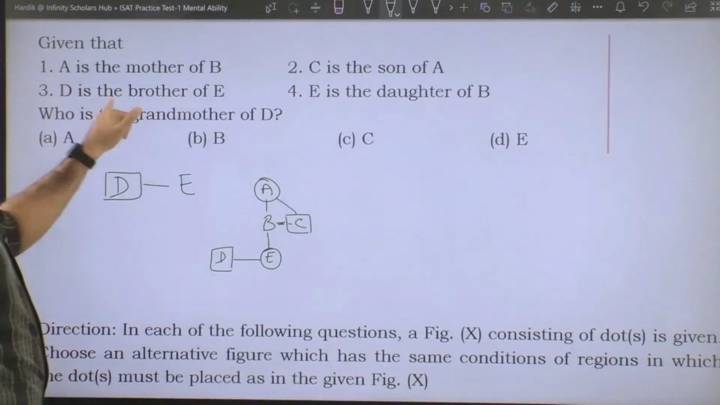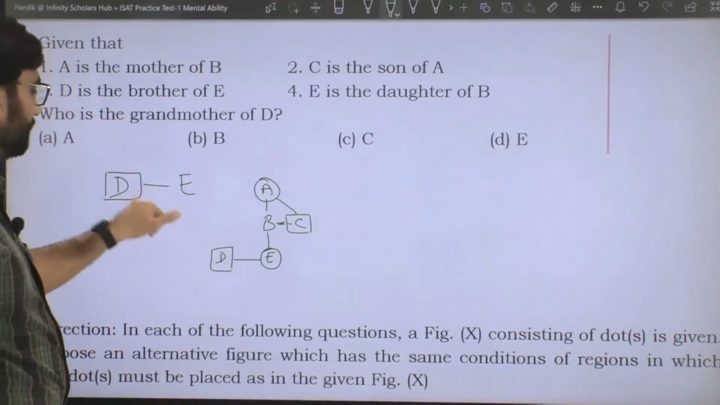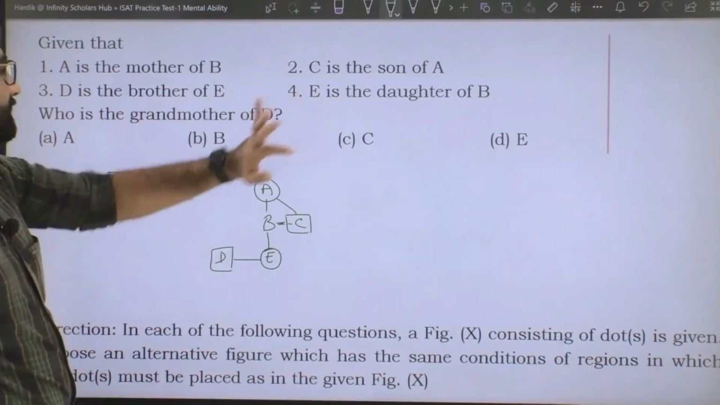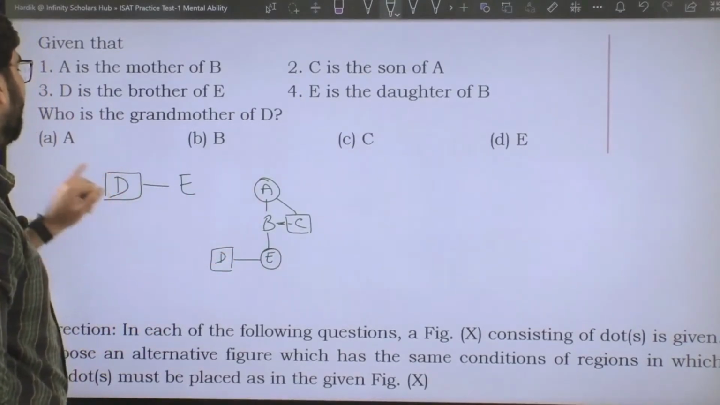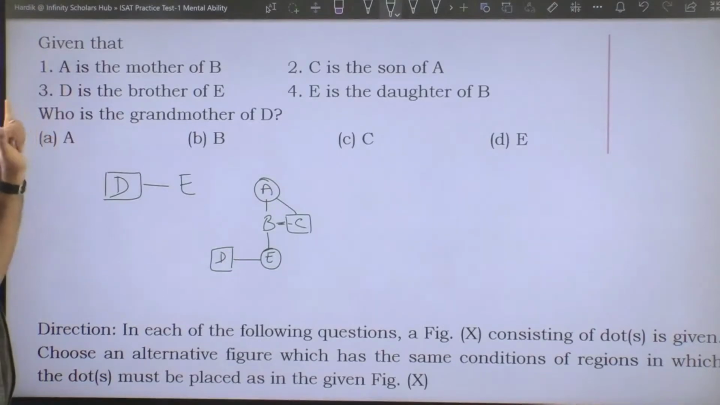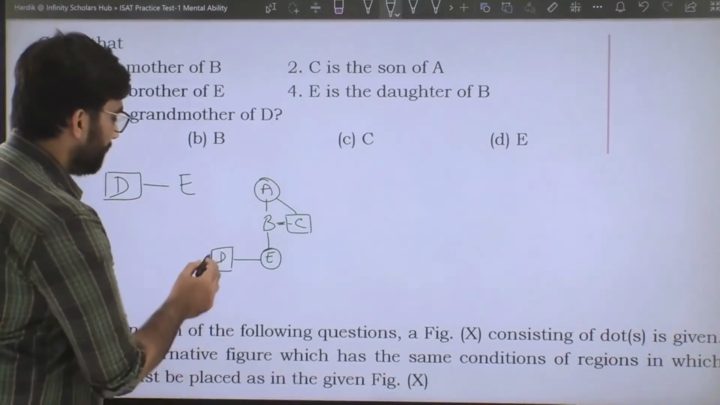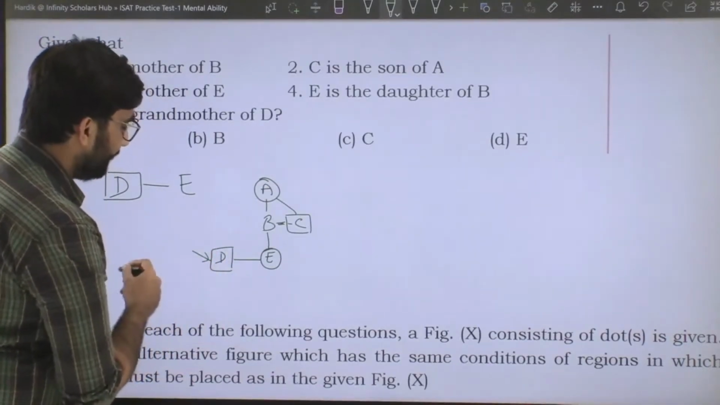Then D is the brother of E, so D is the brother of E, that is why I have made a box, and E is the daughter of B, right? So the gender of B we cannot identify. Now in the question, what is asked is: who is the grandmother of D? So do you see D over here, right?